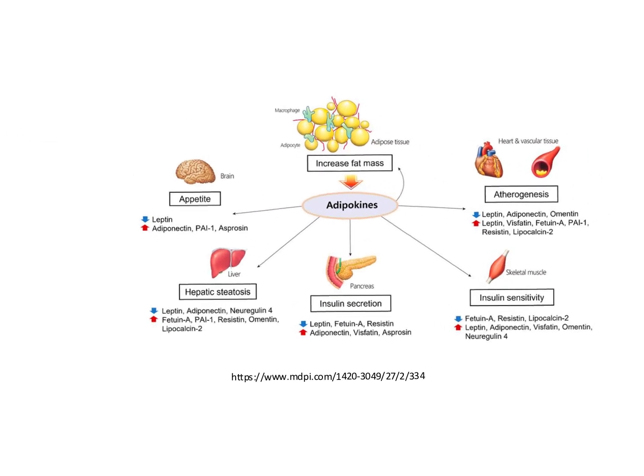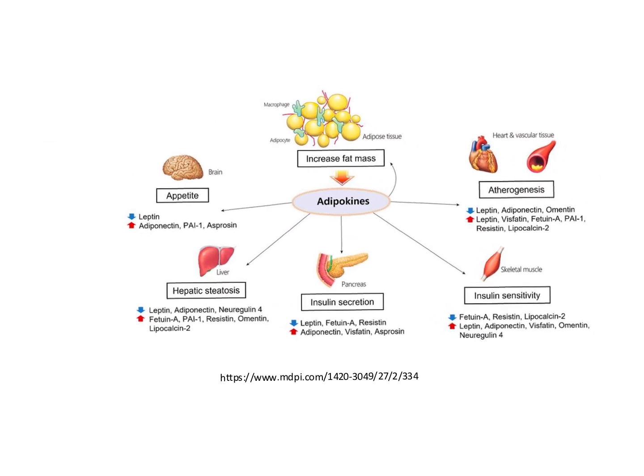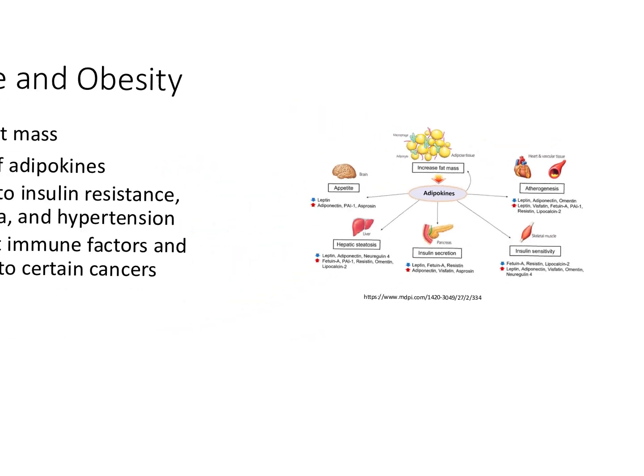So this just shows some of the effects of adipokines. And so appetite decreases leptin, and so we have increased fat mass, and we're going to have less of that leptin. And we're also going to have insulin sensitivity that is decreased.